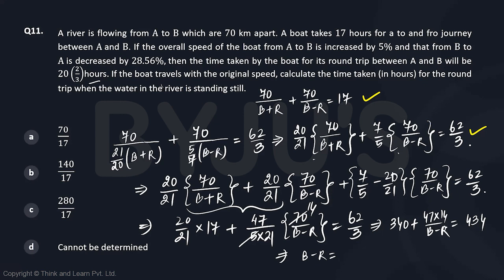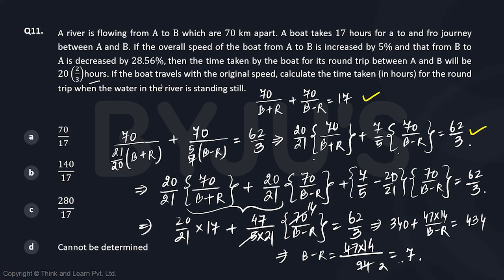That is going to give us 47 into 14 divided by 434 minus 340, which is going to be 94. So 47 and 94, this is twice, right? So this will turn out to be 7.